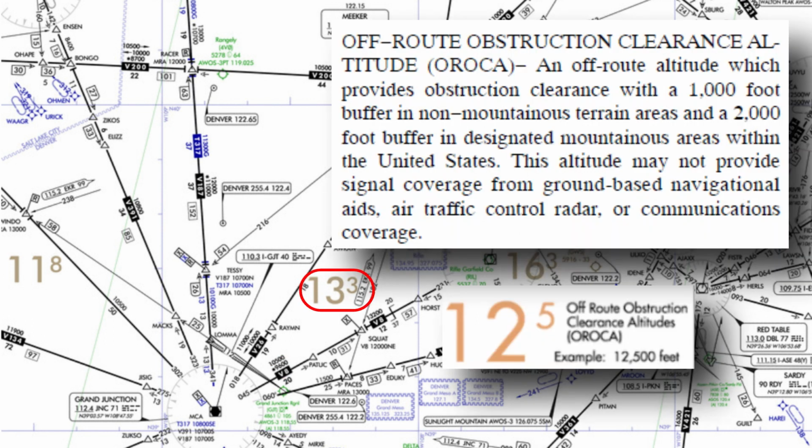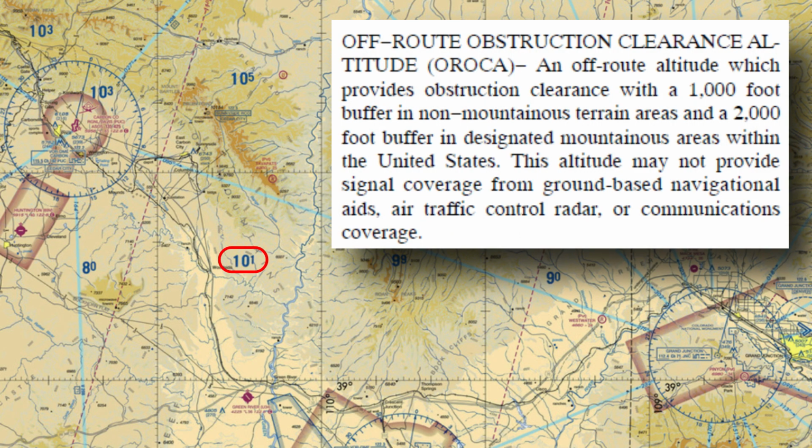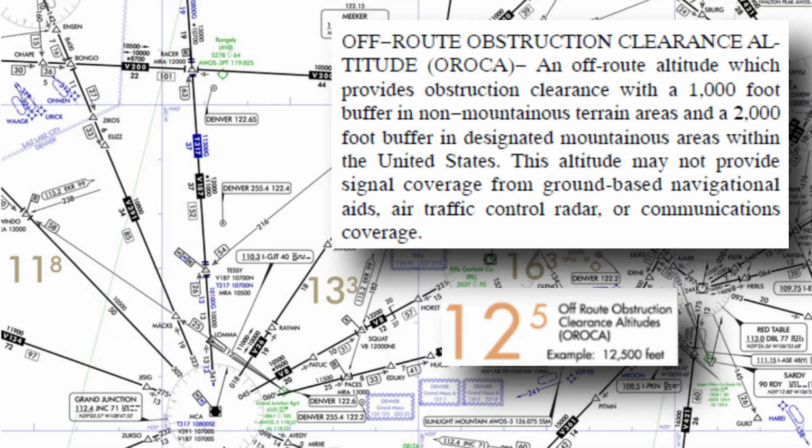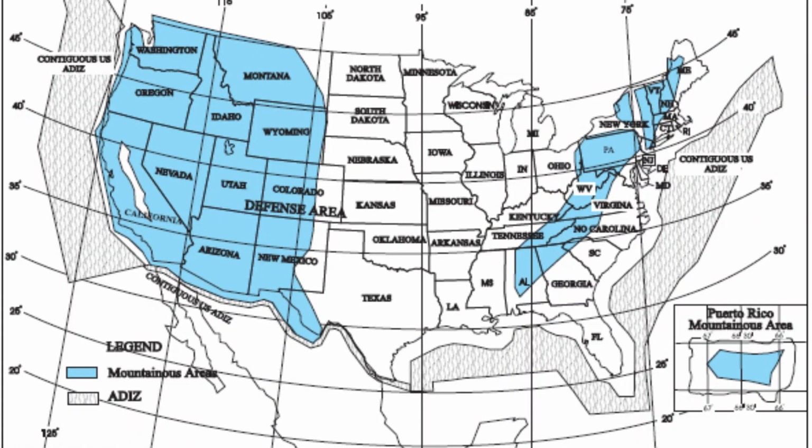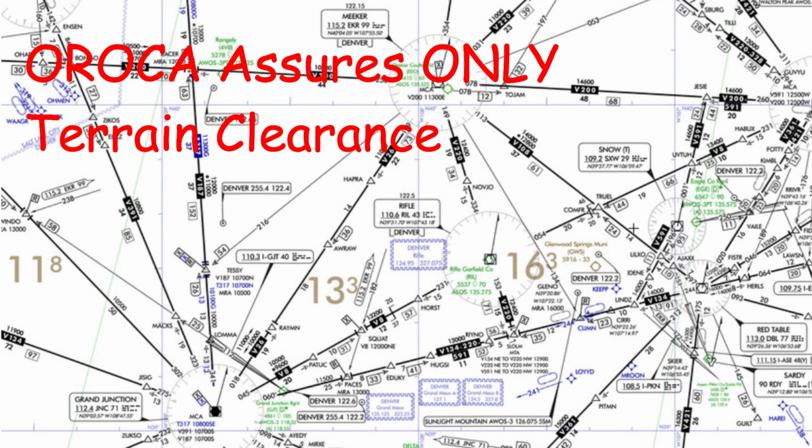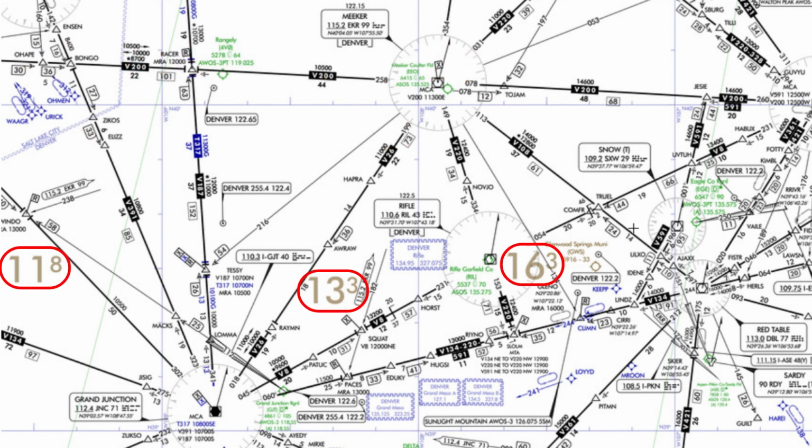An AROCA is similar to the maximum elevation figure found on VFR sectional charts. It is an off-route altitude which provides obstruction clearance with a 1,000-foot buffer in non-mountainous terrain areas and a 2,000-foot buffer in designated mountainous areas within the United States. This altitude may not provide signal coverage for ground-based navigational aids, air traffic control radar, or communications coverage. Each lat-long quadrant contains an AROCA as seen circled here.